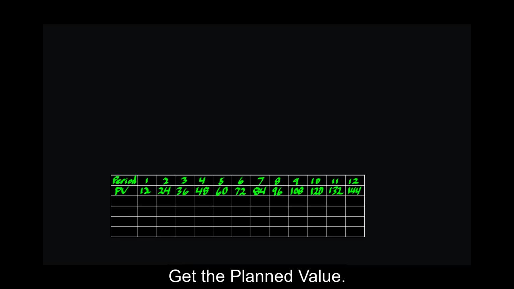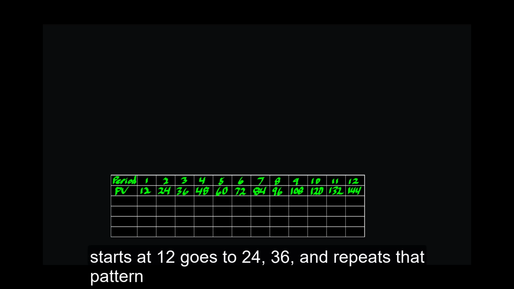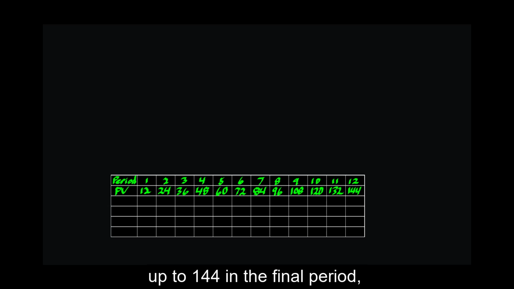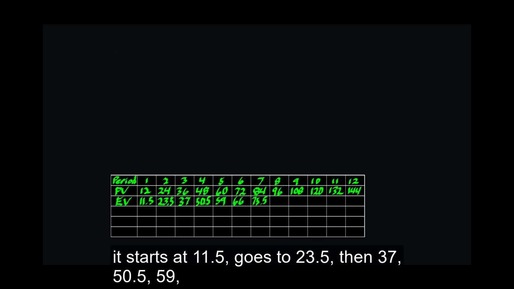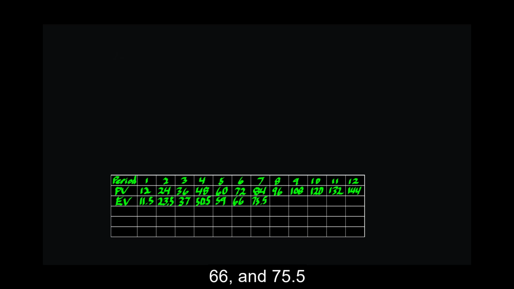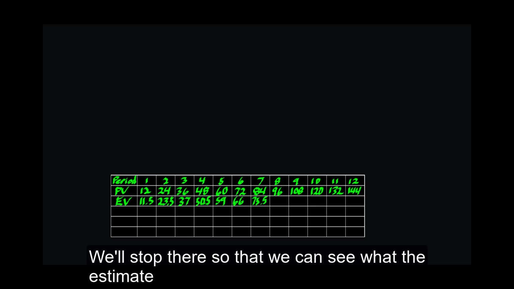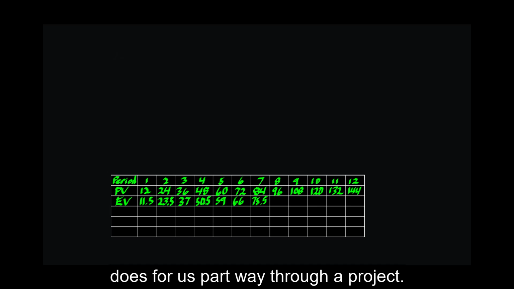Get the plan value. Here it starts at 12, goes to 24, 36, and repeats that pattern up to 144 in the final period, period 12. Get the earned value. It's not as regular. Here it starts at 11.5, goes to 23.5, then 37, 50.5, 59, 66, and 75.5 at period 7. We'll stop there so that we can see what the estimate does for us partway through a project.